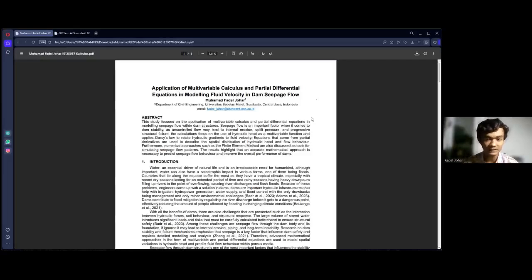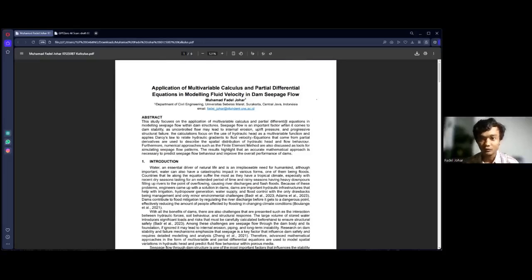And the second reason is other studies with similar titles normally use more complex equations, such as the finite element method or physics-based models that at times can be much more difficult to understand. So my hope in making this paper is that many more people will more clearly understand the importance and equations derived for calculating dam seepage flow.